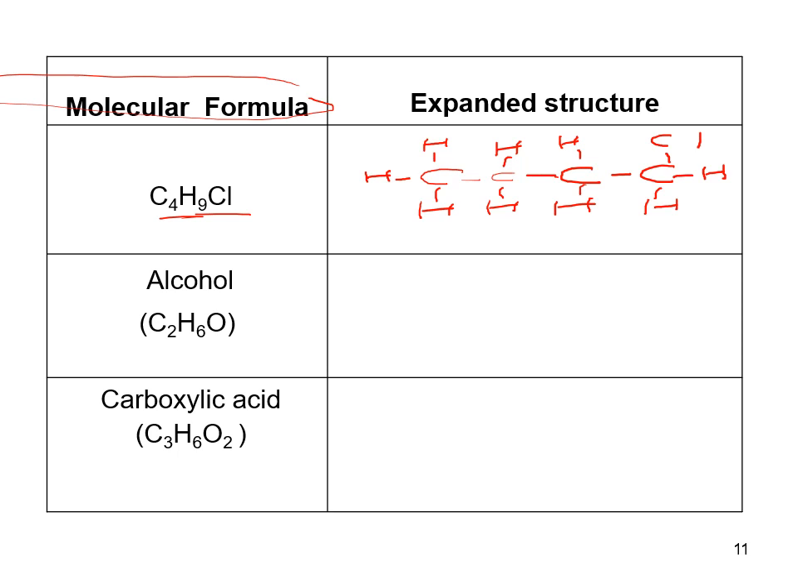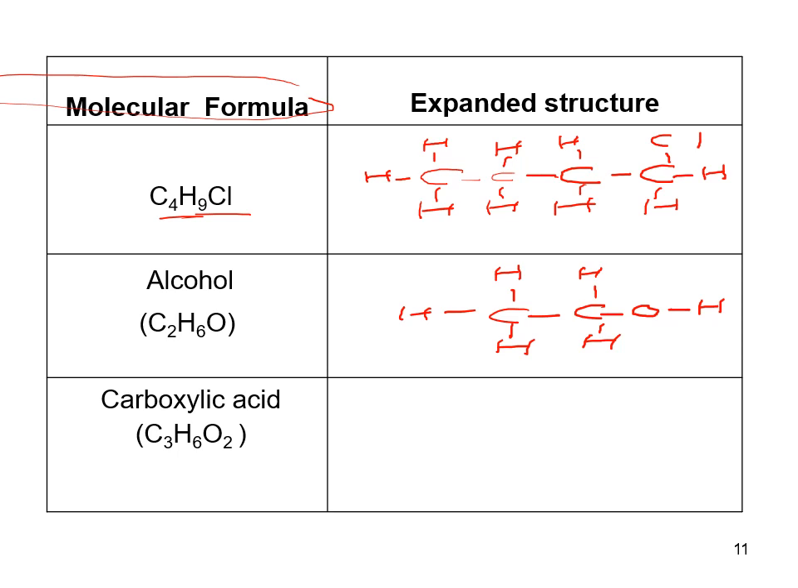Okay, how about alcohol? There are 2 carbons, 1, 2, attached with 1, 2, 3, 4, 5 hydrogens first, and then the alcohol must have the functional group OH. So this is the 6th hydrogen. So this is the expanded structure for alcohol, C2H6O. The name of this alcohol actually is ethanol.